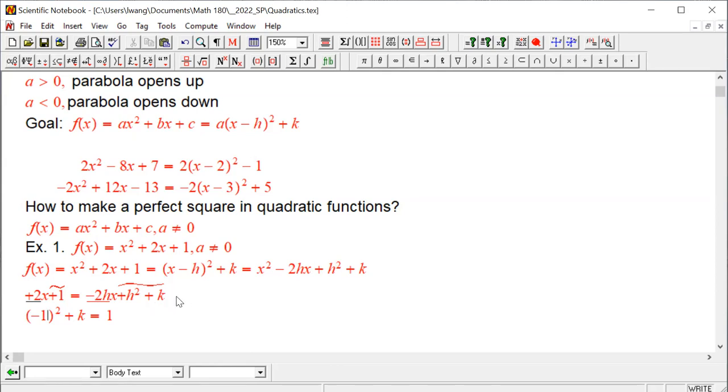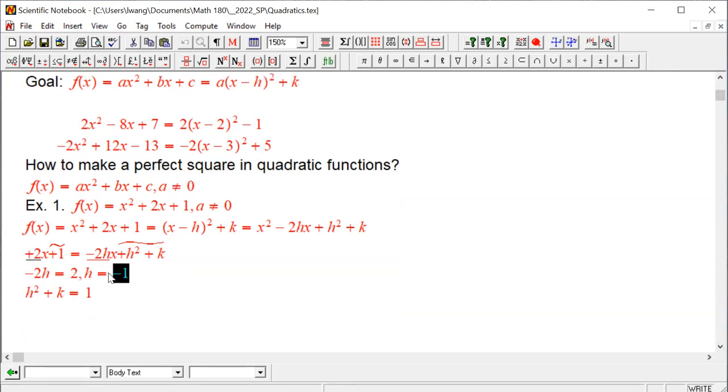did I erase that? Okay, I think I did. -2h should equal 2. Okay, so -2h should equal 2. Okay, so let me put this back as h squared. So -2h equals 2. As a result, h equals -1. So we found h already.